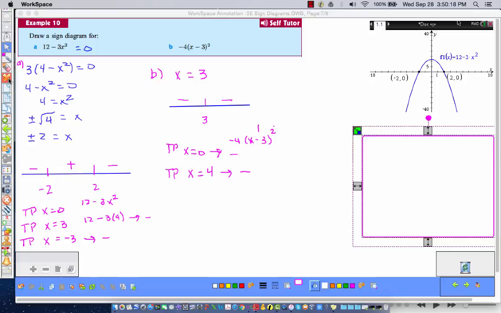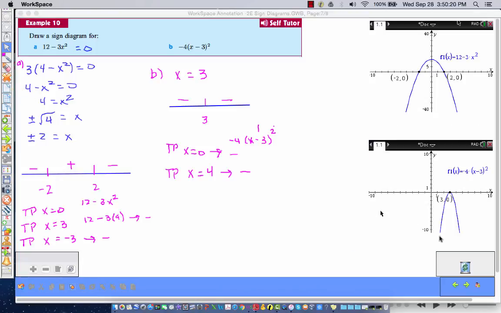So here it is, and looky. We have a quadratic that touches the x-axis, so it is never positive. On both sides, the function is always negative. Okay, so it does make sense looking at our sign diagram.